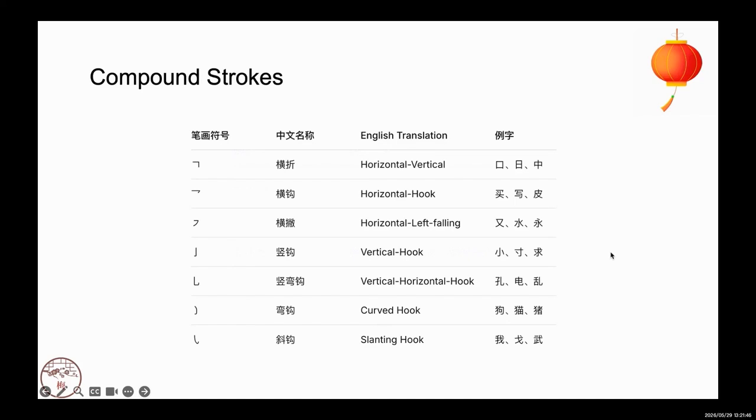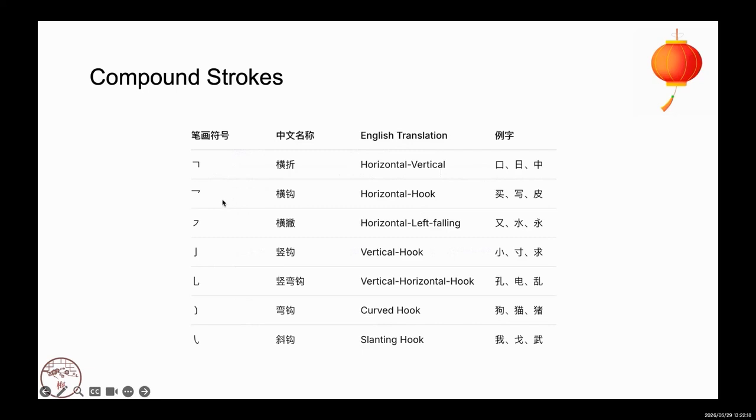Okay, then we have some compound strokes. Actually, compound strokes are also combination of basic strokes. For example, this is a horizontal line and this is a vertical line. So this compound stroke is called horizontal vertical. We can see some examples here. This is horizontal, this is vertical.